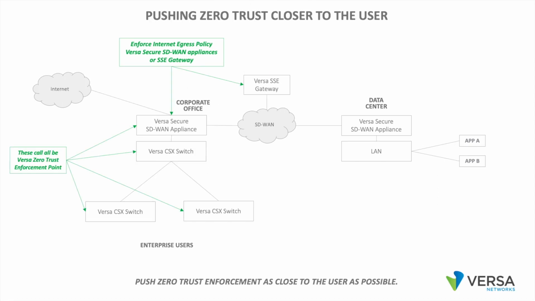So in the previous example, we looked at using a Versa Secure SD-WAN appliance to be the Zero Trust enforcement point. But we have other options. We can push Zero Trust close to the user by deploying Versa CSX aggregation switches and using these as zero trust enforcement points. This substantially reduces the zero trust domain. We can go further and actually refresh all the edge switches to Versa CSX switches, and this pushes zero trust all the way out to the edge Ethernet port. And then going forward, as Versa brings Wi-Fi access points to market, they will also be zero trust enforcement points.